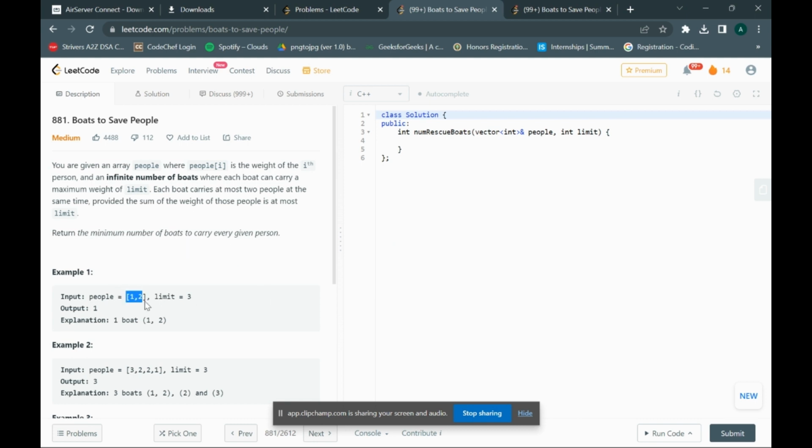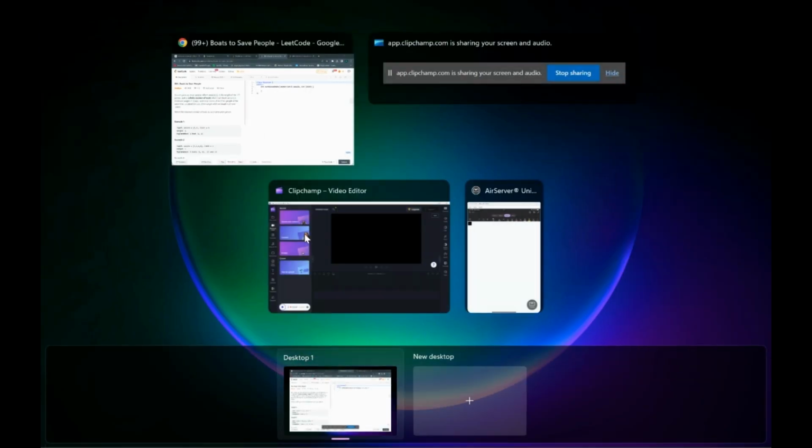Okay, so basically, the question states that we have some people with us, and their weights are given in the form of an array. So we have each and every person's weight, and we have a limit. We have an infinite supply of boats. So we have to onboard our people on them, and we have to return the minimum number of boats that will be required to carry the given people.